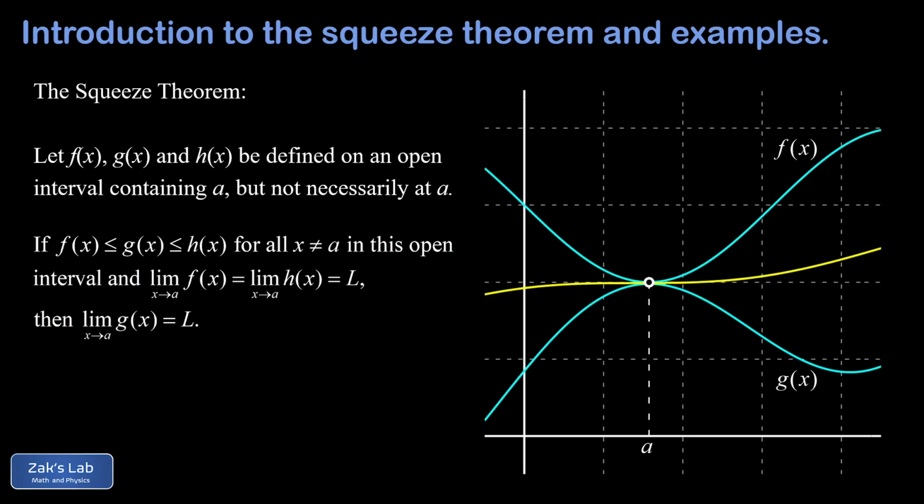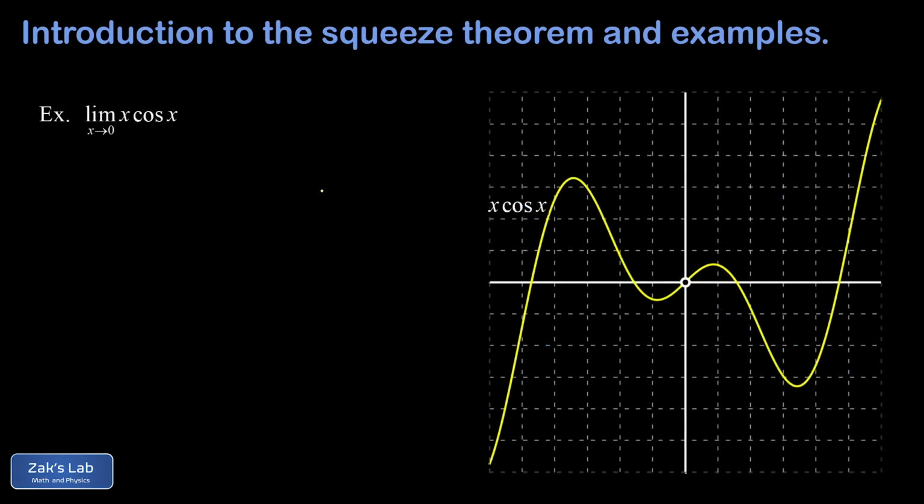If we're trying to compute a tricky limit and we can express the function as being trapped between two simpler functions whose limits agree, then we can compute our limit using the squeeze theorem. So here's our first example of a squeeze theorem limit. We have the function x times cosine x, and we're trying to take the limit as x goes to 0.